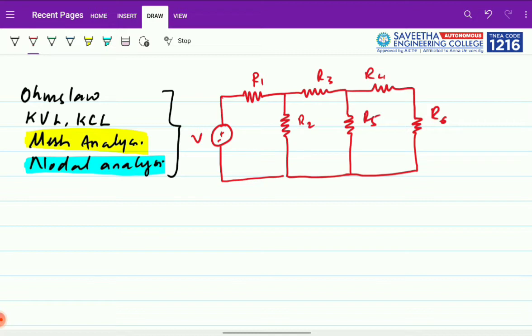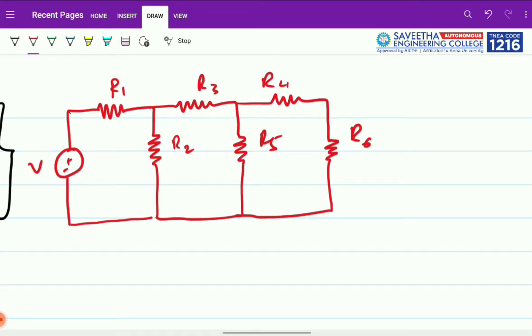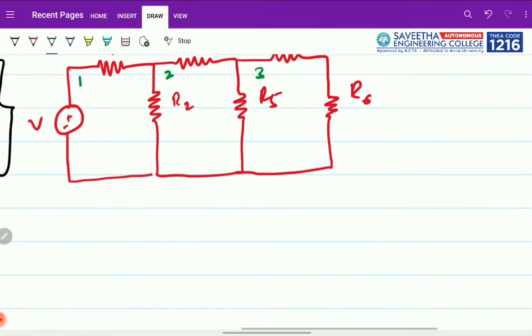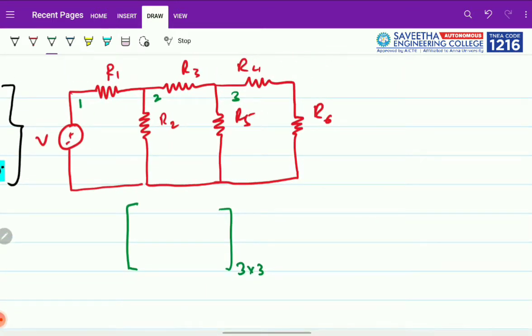For example, if I give this problem to a person who solves through mesh analysis, and another person solves through nodal analysis, both get the same answer, but it depends on which method is selected. On looking at this, most people will think about going for mesh analysis, where they will find 3 loops here. So they will end up with a matrix, an R matrix, a 3 by 3 matrix. They will solve that. Hope you know how the process goes.